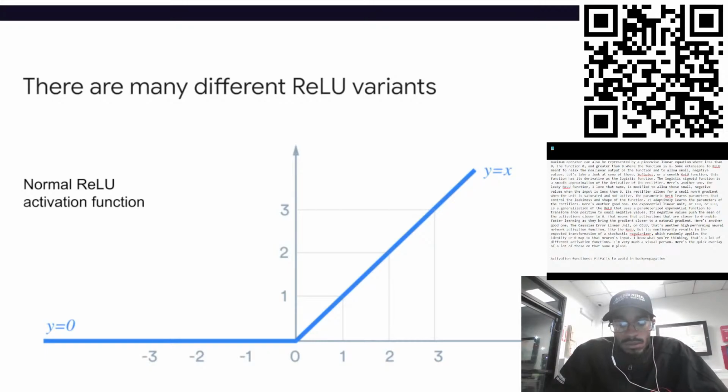So here's the normal ReLU again. The maximum operator can also be represented by a piecewise linear equation where less than 0, the function is 0, and greater than 0, the function is x. Some extensions to ReLU are meant to relax the nonlinear output of the function and to allow small negative values. Let's take a look at some of those.